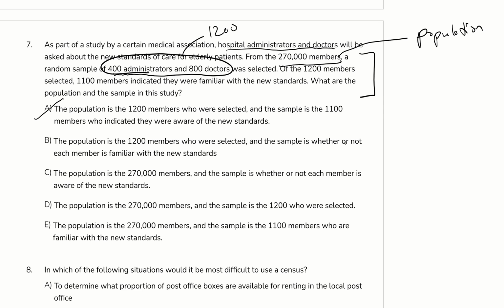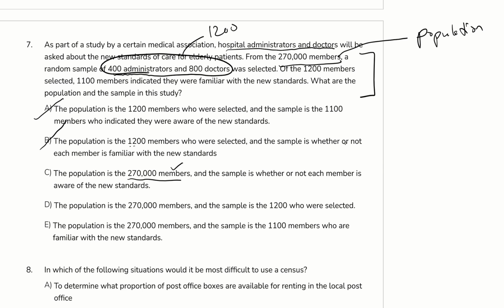It says the population is 1,200 members. No, that's the sample, right? Of that were selected. Part B, the population is the 1,200 members who were selected. Okay, so that part we said cannot be true. So it cannot be B, right? We said the population is the 270,000 members, so we know it's not that. The population is the 270,000 members. So that part looks good.